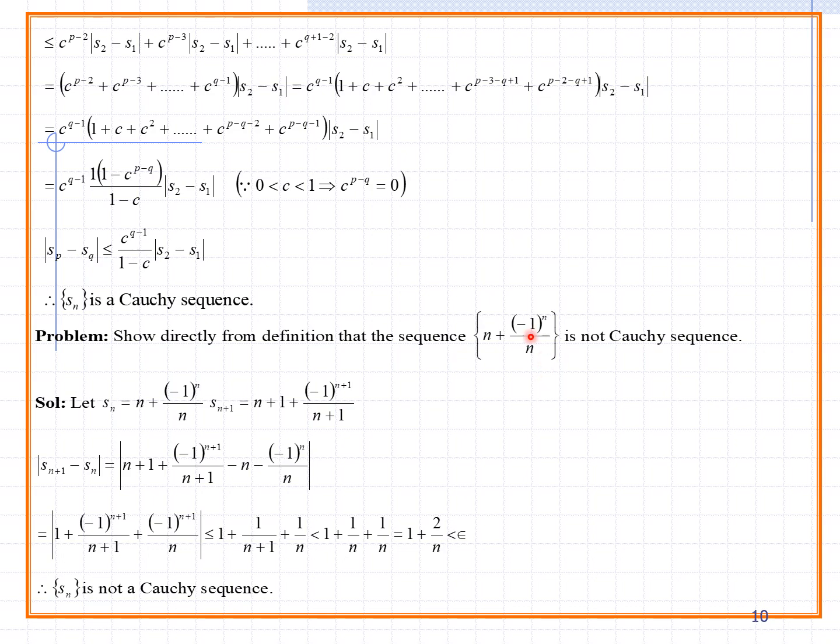The symbol you can observe, there is a (-1)^n. Once you take (-1)^n, automatically there is a negative value and at the same time a positive value. It is an oscillating series. Once it is an oscillating series, how can we say it is a Cauchy sequence? So like that.